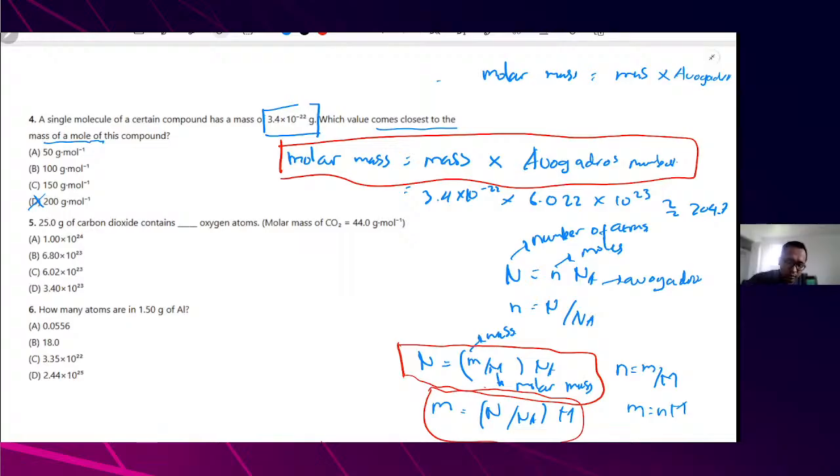Okay, let's go for another question. 25 grams of carbon dioxide contains some number of oxygen atoms. We know this one is 25 grams, and the molar mass is 44. So to get the moles, just divide by 44, grams per molar mass. So we end up with 25 divided by 44 moles.